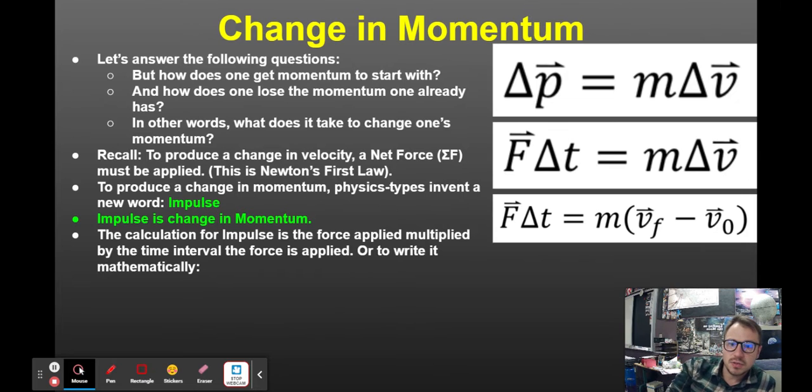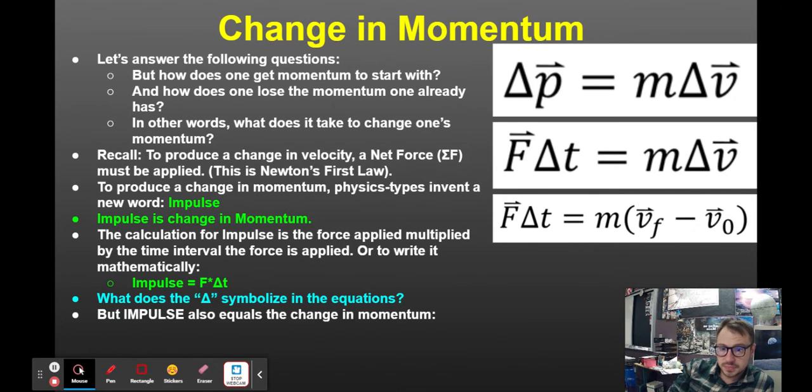The calculation for impulse is the force applied multiplied by the time interval the force is applied. Or if we write it mathematically, impulse equals force times delta t. But impulse also equals change in momentum. So impulse is mass times change in velocity. If your velocity gets faster, your momentum increases. If your velocity gets lower, then your momentum is going to decrease.